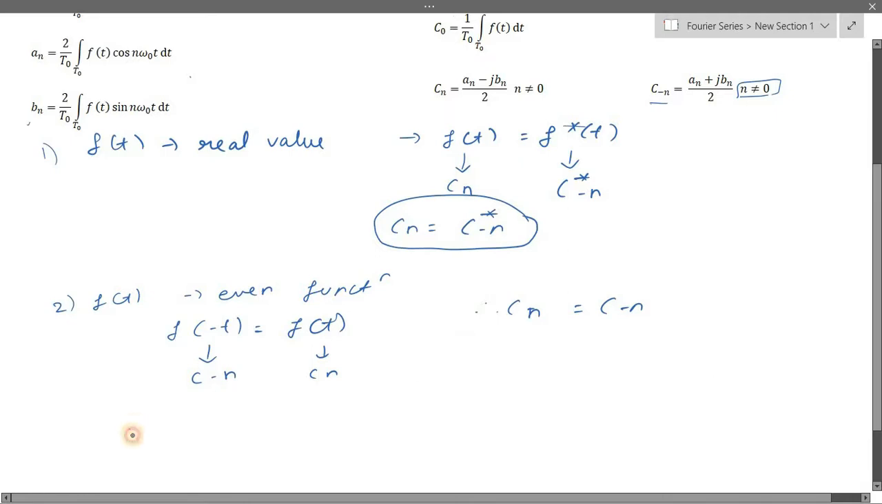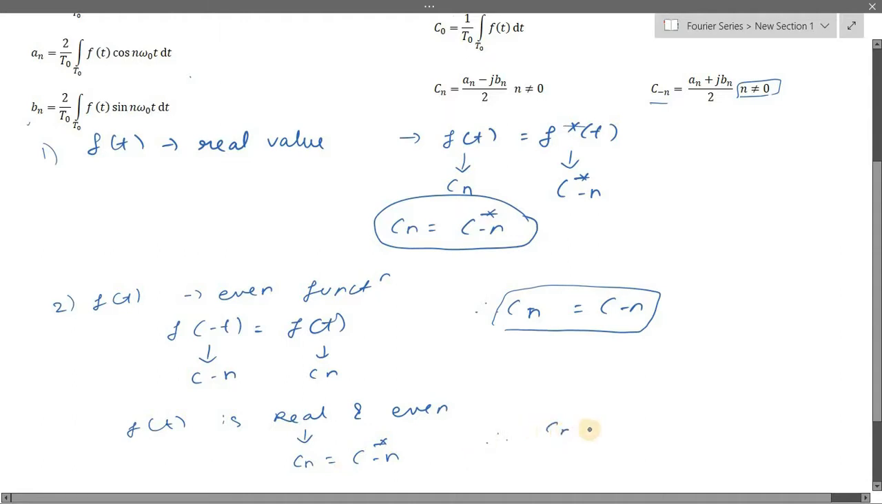Now if I say f of t is real and even function, then I know that because of real, your coefficient c of n will be equal to c of minus n ka conjugate, right? But now since f of t is also even, this will also satisfy that c of n will be equal to c of minus n. So you can replace c of minus n with c of n. So in turn c of n is equal to c of n ka conjugate. So whenever f of t is real and even, the Fourier coefficient c of n is equal to c of n ka conjugate.